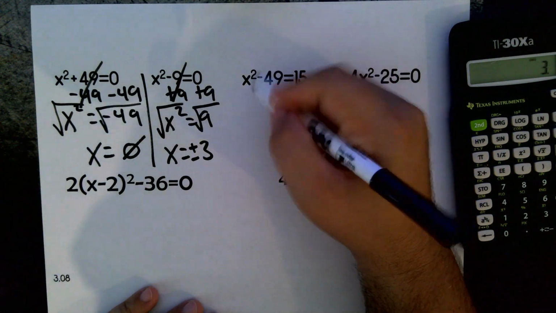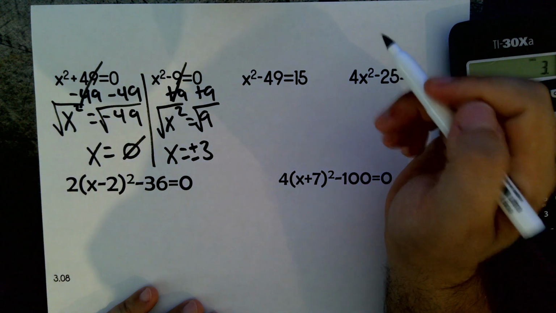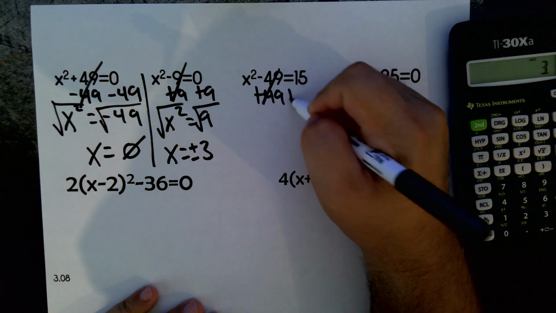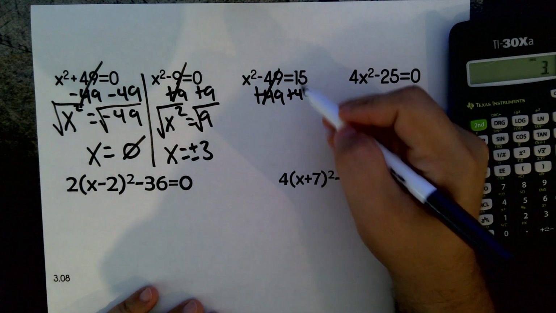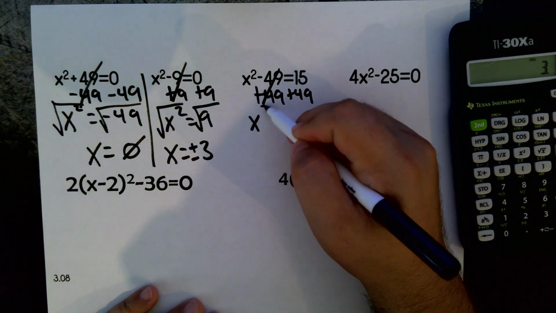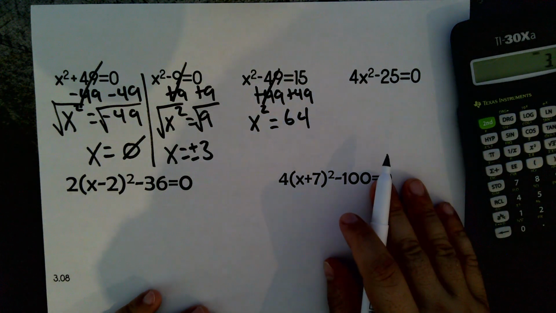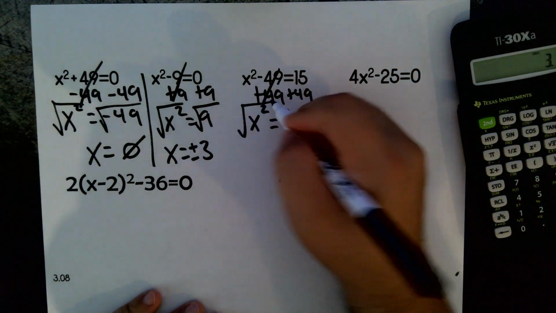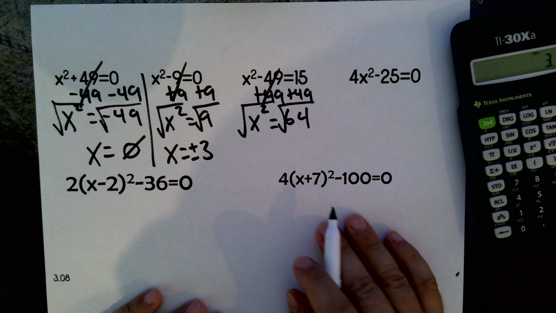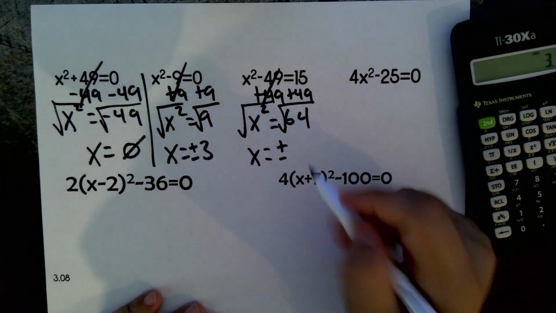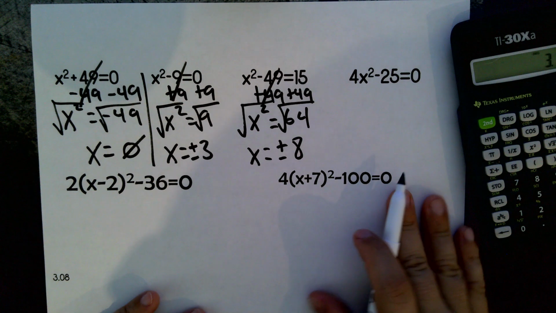All right, so x squared minus 49 is 15. Add 49 to both sides, and you're going to get 64. Take the square root of both sides now. To get the x by itself, you undo squares with the square root. And you get plus or minus the square root of 64, which is 8.